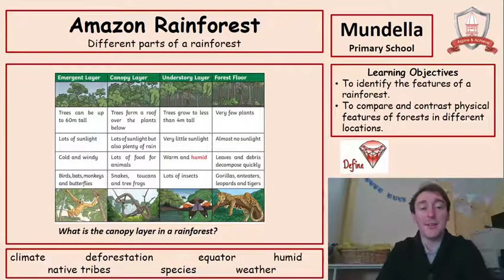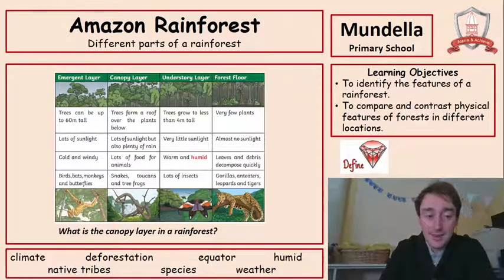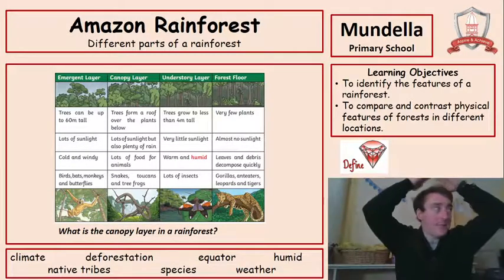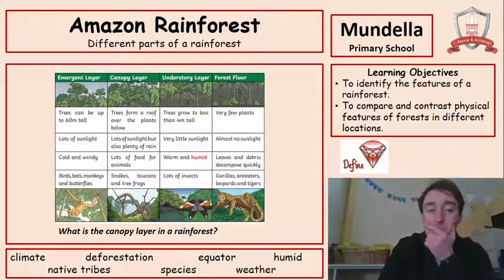Here are the different parts of a rainforest. There are 4 different layers there. Have a look at that. Pause the video. Think, what is a canopy layer? What is a canopy layer? Good reading. Yeah, that's right.